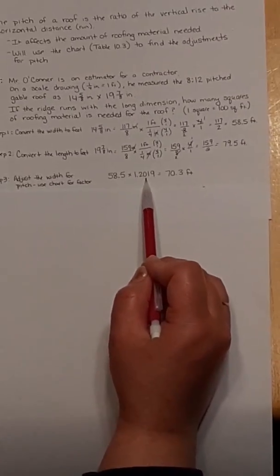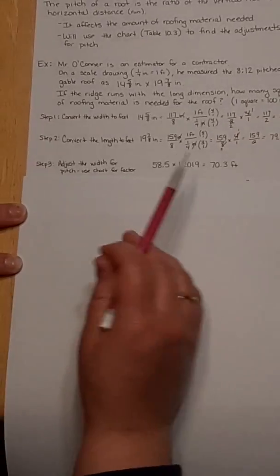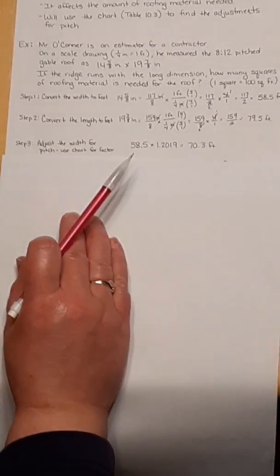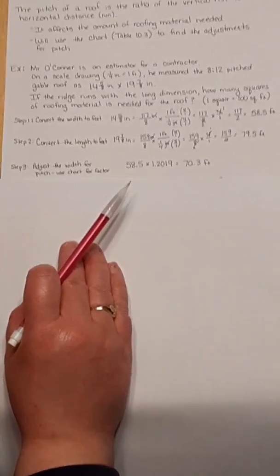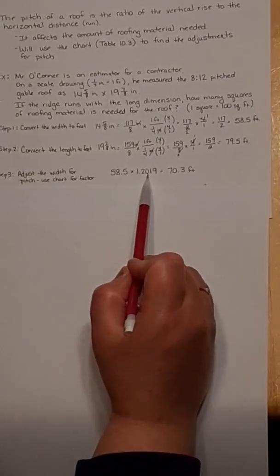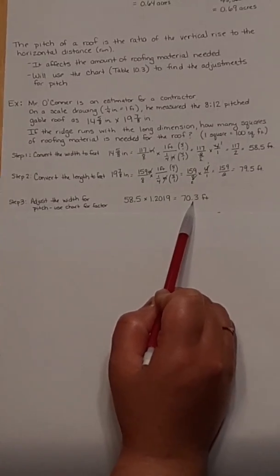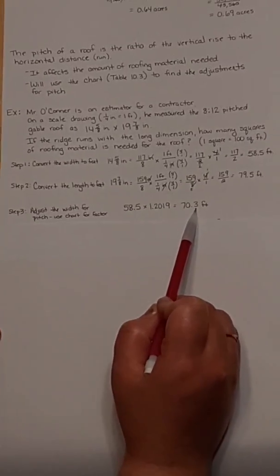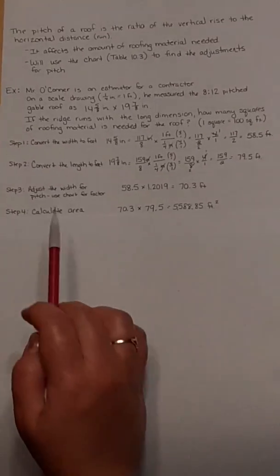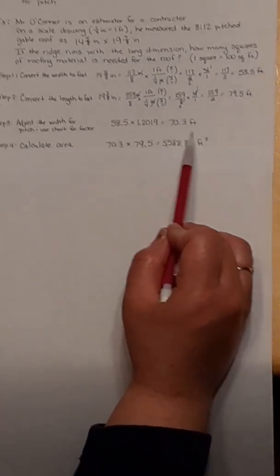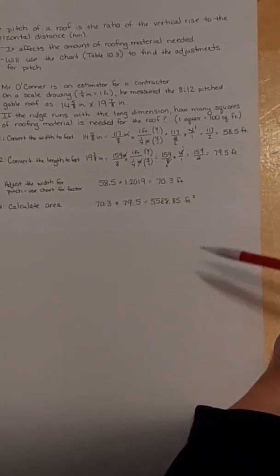And I'm going to look on my chart to see where I have the pitch being 8 to 12. So if I look in the chart at 8 to 12, I see the factor is 1.2019. So all I'm going to do is take that factor, multiply it by my width, and I get this. This is the width that I'm taking into account because of the pitch. Now, step 4 that I need to do is find the area. I'm going to use my new total for width here and multiply it by my length. And this is my area.